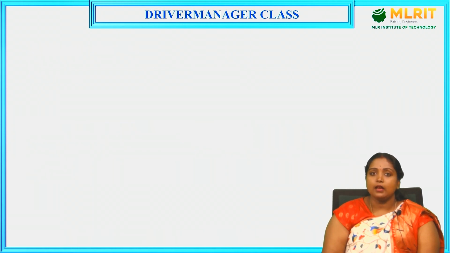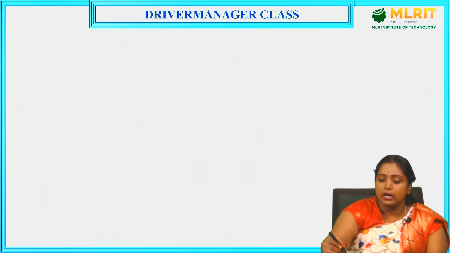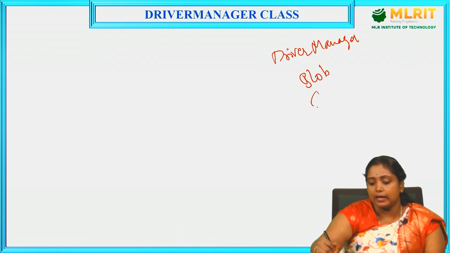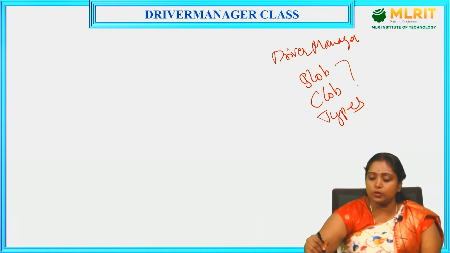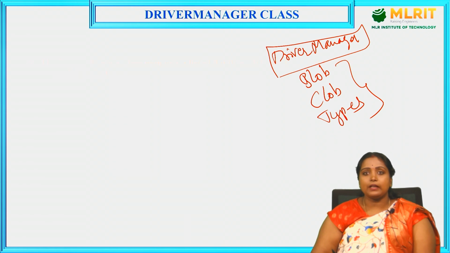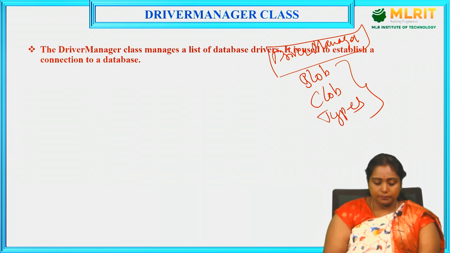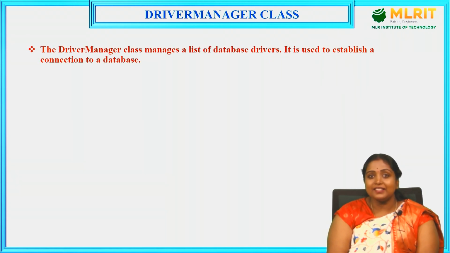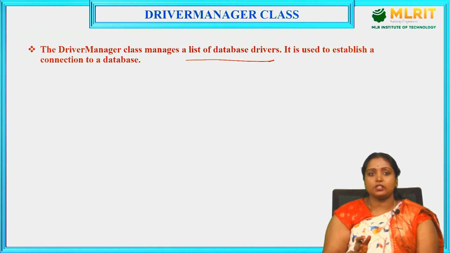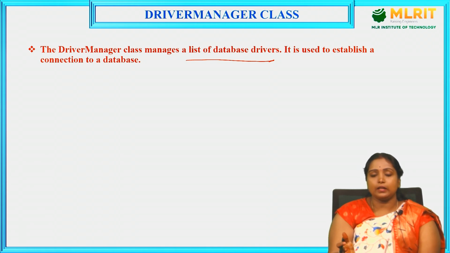Coming to the classes, we have a number of classes like the DriverManager class, Blob class, Clob class, as well as the Types class. Explicitly we won't use many of them here. We are going to use the DriverManager class, which manages the list of database drivers. It is used to establish the connection between the Java program or Java API and the database.